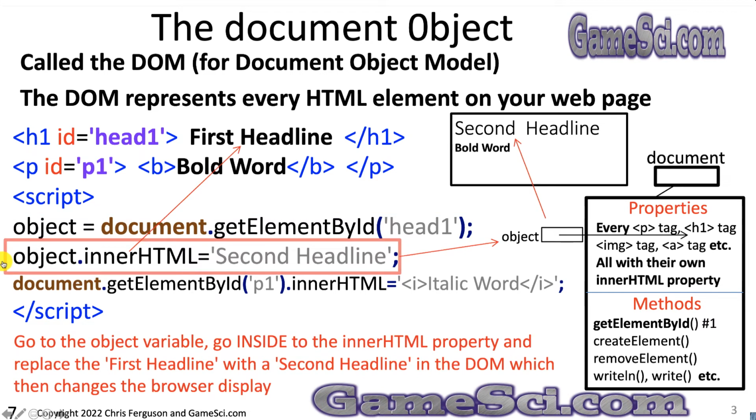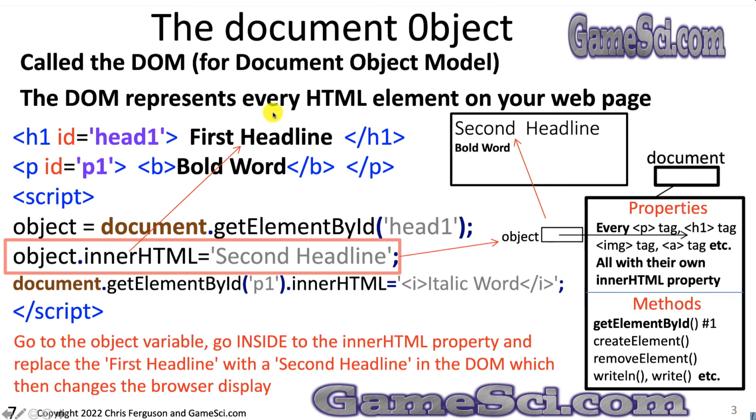Now let's change that object that we accessed. Remember, what object is pointing to is that H1 tag. So go to the object that represents the H1 tag. The dot operator says go access the inner HTML variable inside that object and change it to second headline. Look what happened to the screen when we changed the inner HTML. I went to the object, said go to that H1 tag, and change the display to second headline.